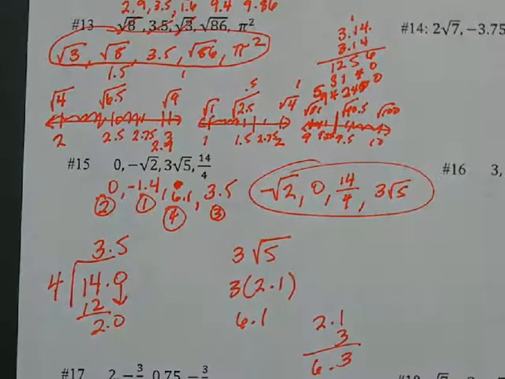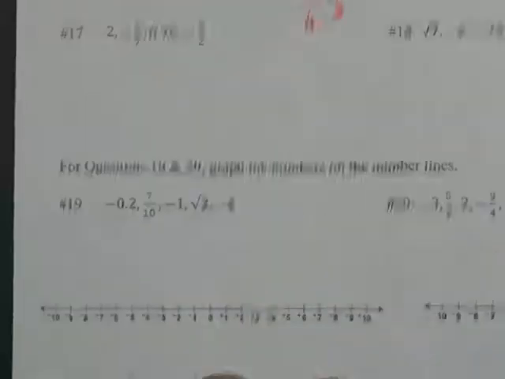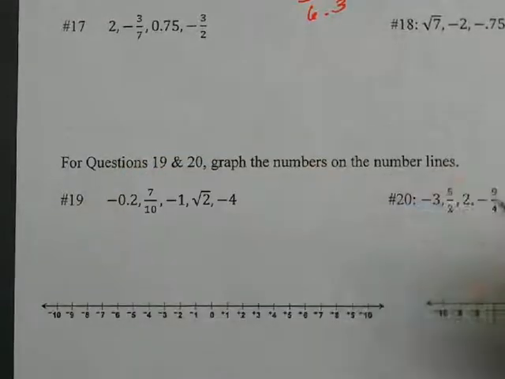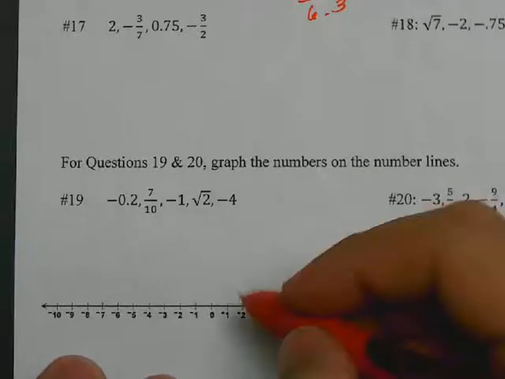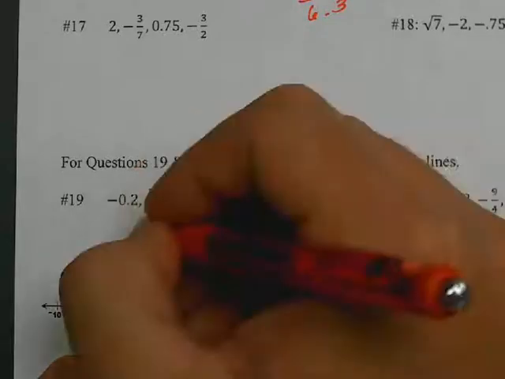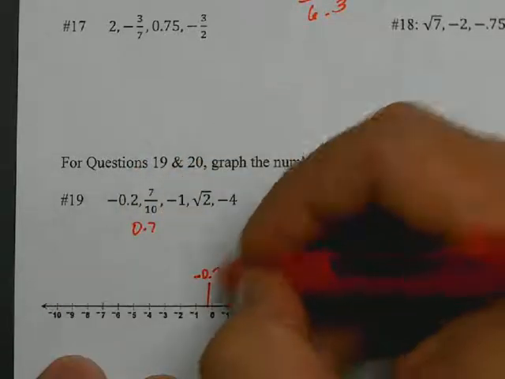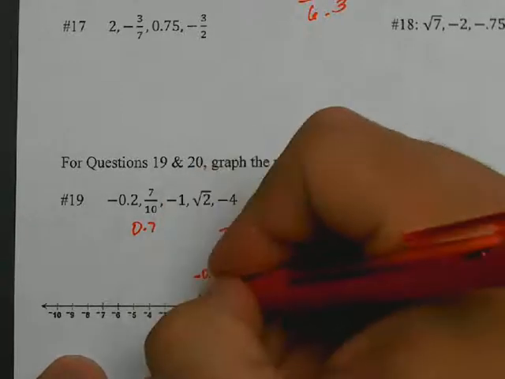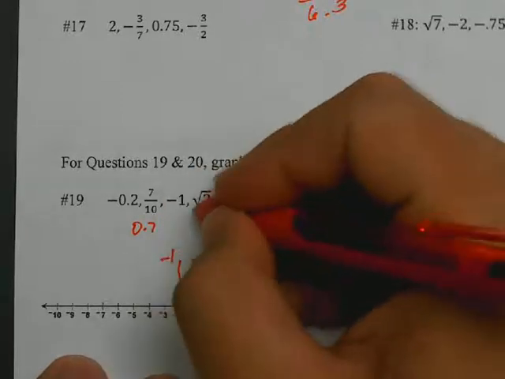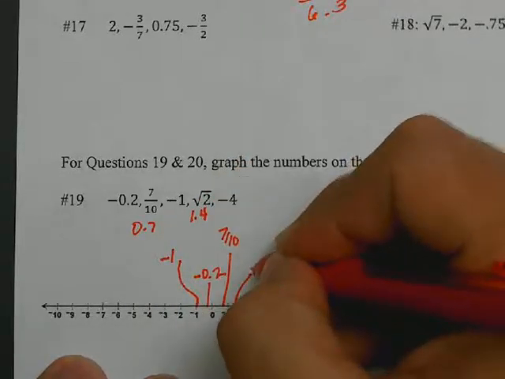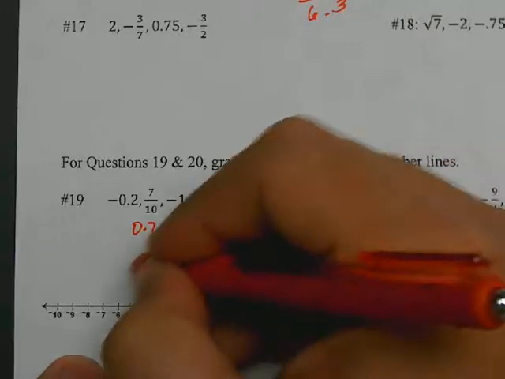Okay. Last one I'll work, just due to this video going kind of long. This is kind of a deeper problem. Negative 0.2 is obviously negative 0.2. You just have to graph the numbers on the number line. Negative 0.2 would be about right here. 7/10 is just 0.7, so that's going to be just on the right side of this. Negative 1 is obviously right here. The square root of 2 is approximately 1.4, so I'm going to put it right here. And negative 4 is right over here.